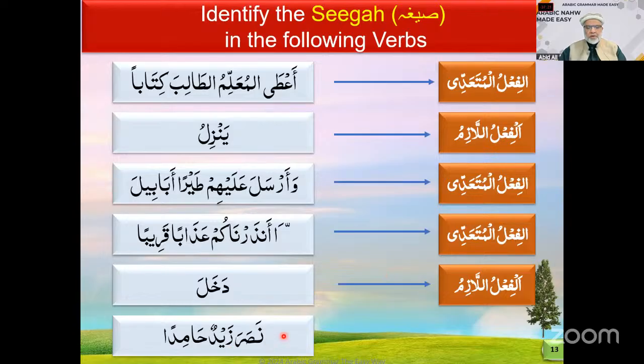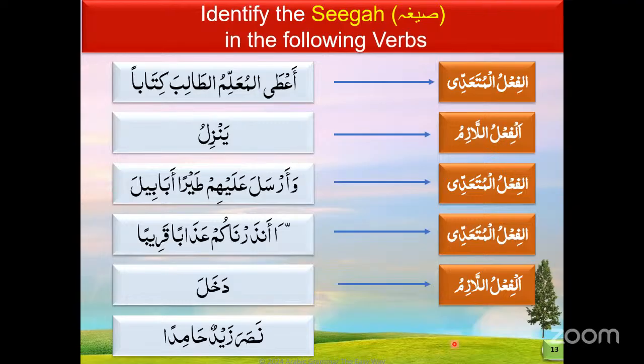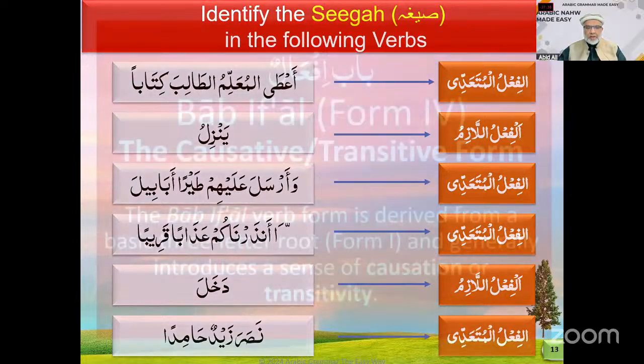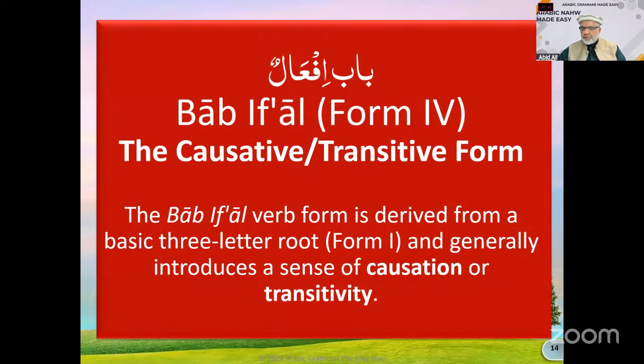Jazakallah khair. Okay, Nasara Zaidun Hamidan. You want to answer this one? Fi'lul lazim or fi'lul mutaaddi? Fi'l mutaaddi, because we have object hamidan. Very good. Okay, let's see. So basically, we come to the end of this exercise. Now, honestly, tell me, there were 2 important concepts. One was the Masdar, and one was the idea of fi'lul lazim and fi'lul mutaaddi. Now, after doing these 2 exercises, how confident are you that you now understand this? With a show of hands.